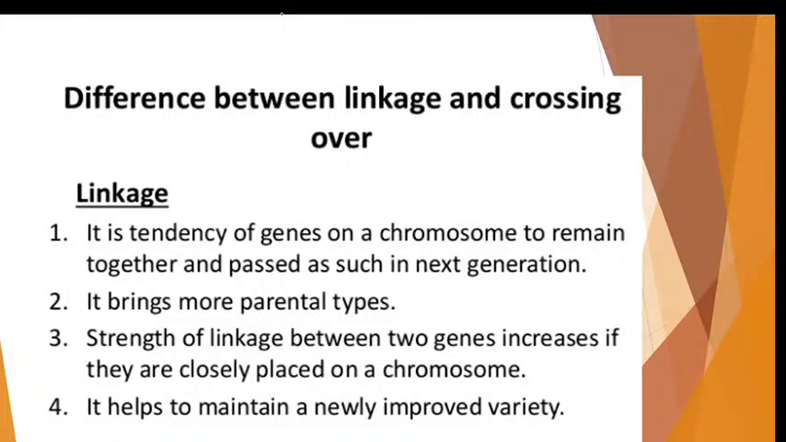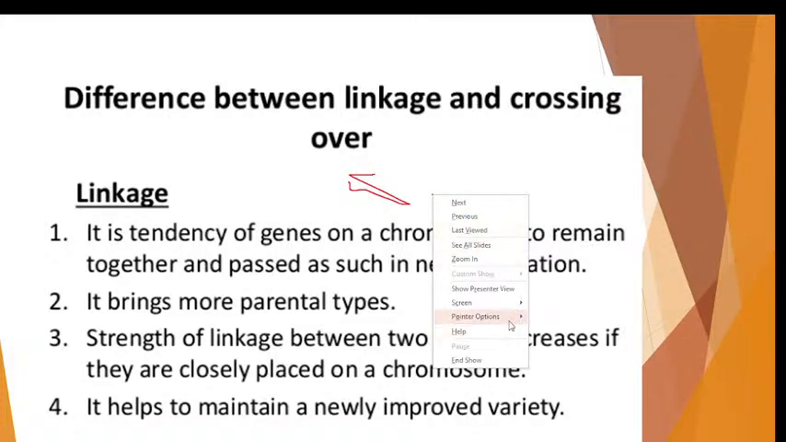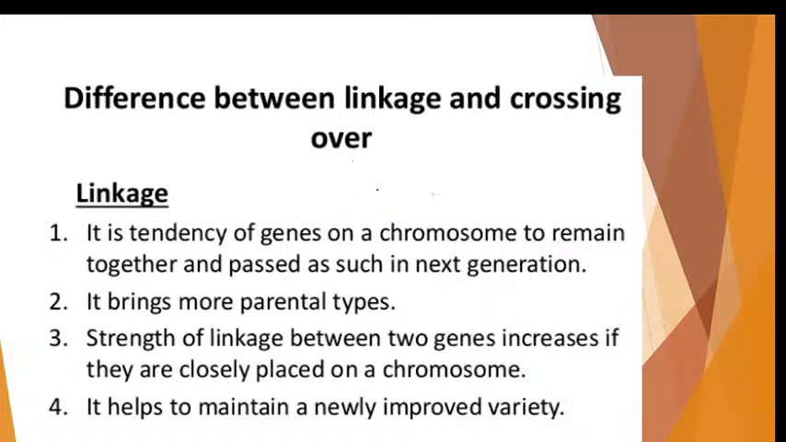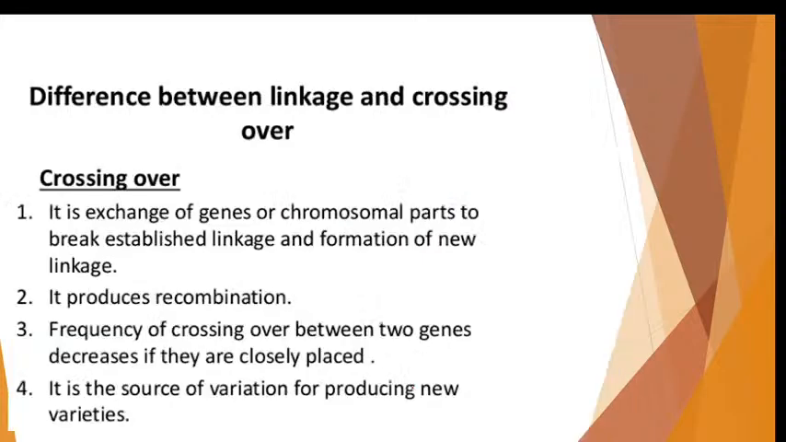I hope you remember that is what is known as linkage. Linkage means, if this is a chromosome, the genes lie very close to each other. Linked genes are genes like this. They lie very close to each other. These two are called the linked genes. As a result, the parental varieties will be more during inheritance. Then it helps to maintain a newly improved variety, and so parental combinations will be more.